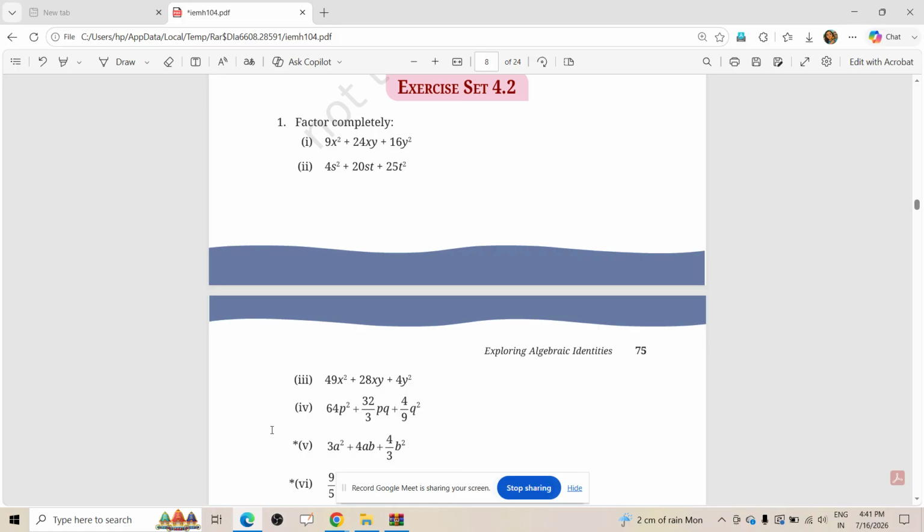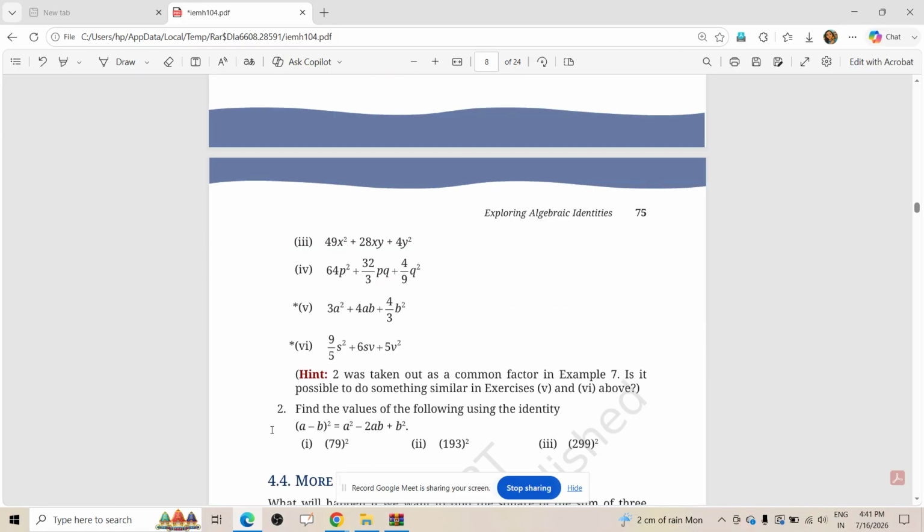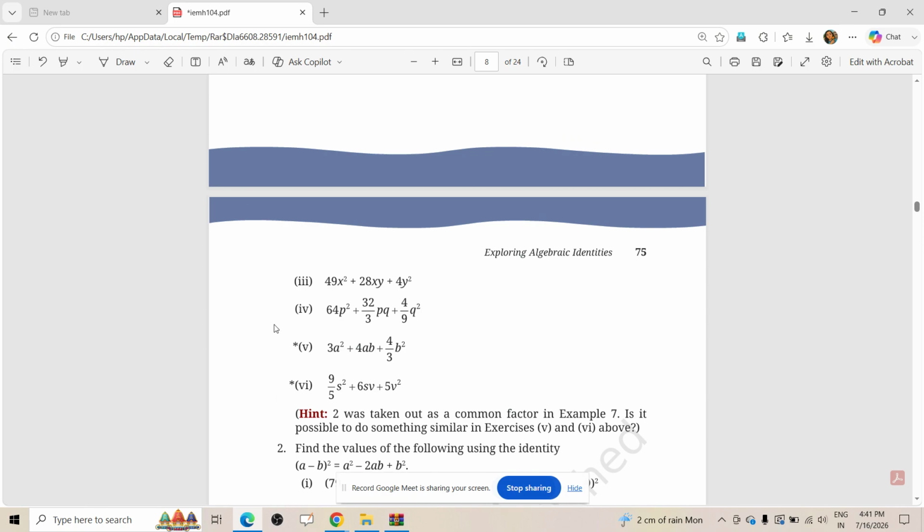Any doubt? Fourth one, right? 64p square plus 32 upon 3 pq plus 4 upon 9 q square. So, very firstly, can we just take the LCM of all these things? We can take LCM.